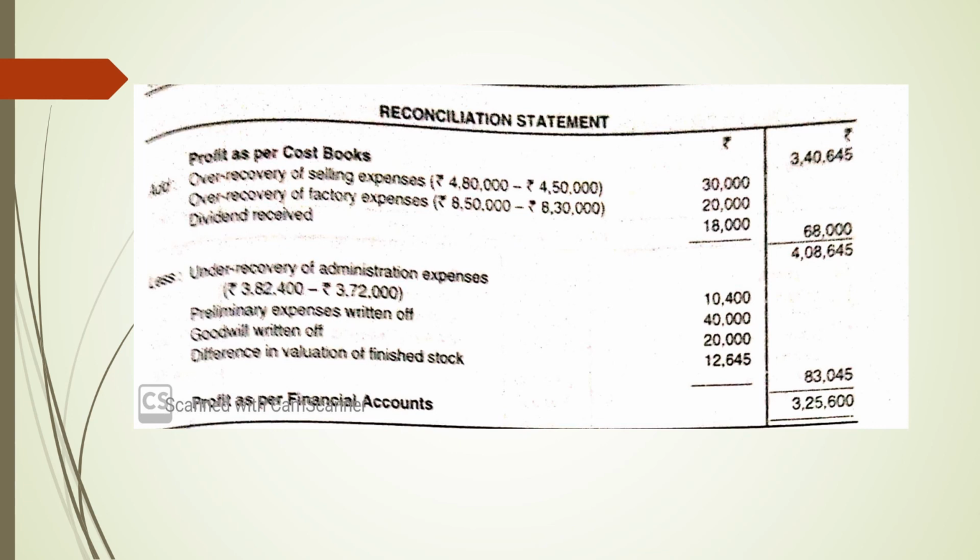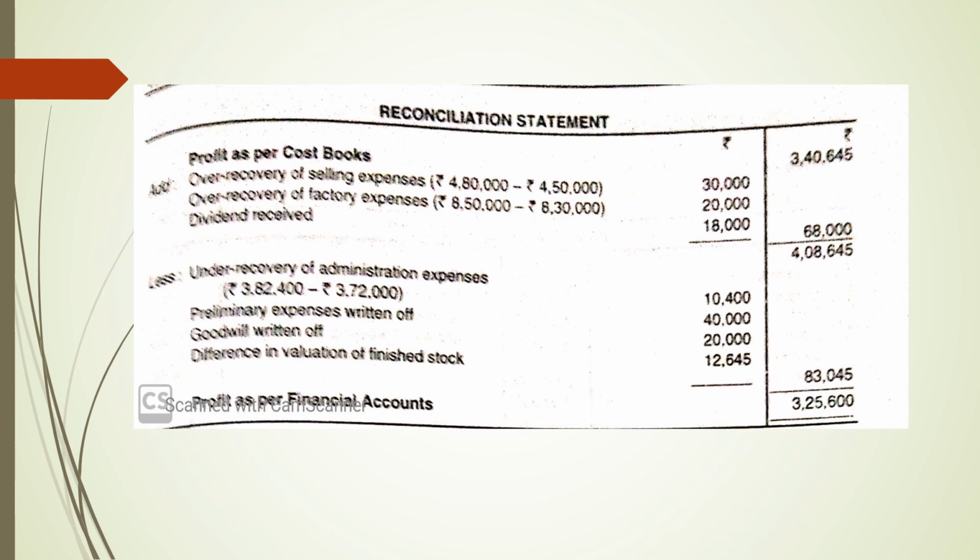Then we can see on the left hand side of the financial statement two items, preliminary expense written off and goodwill written off. These are treated as writing off of intangible assets, so it is a financial loss category. We have to deduct these financial charges from the profit as per cost. Then on the right hand side of the financial statement we see a dividend received, which is financial income. We have to add that amount of 18,000 to the profit as per cost account.